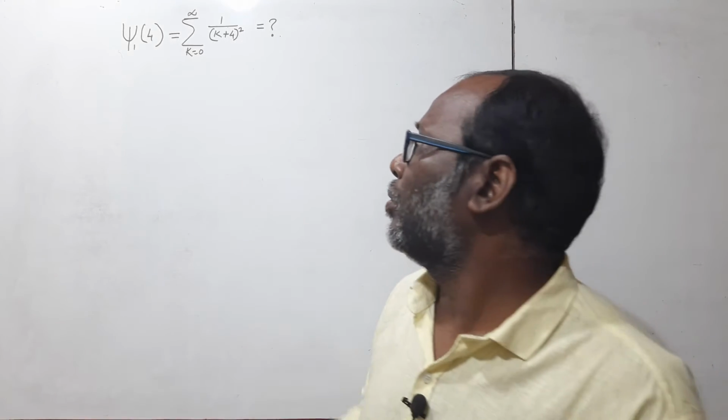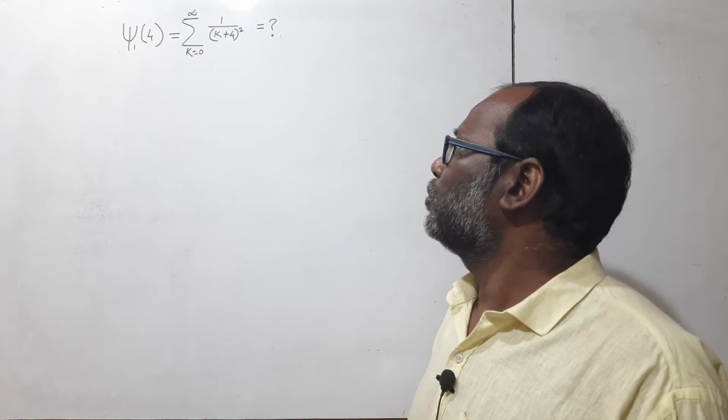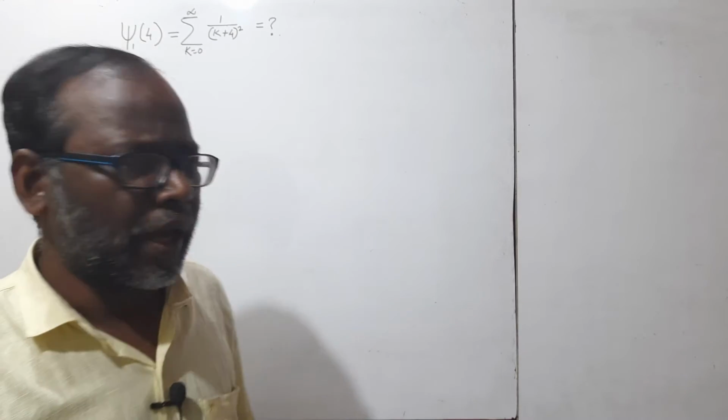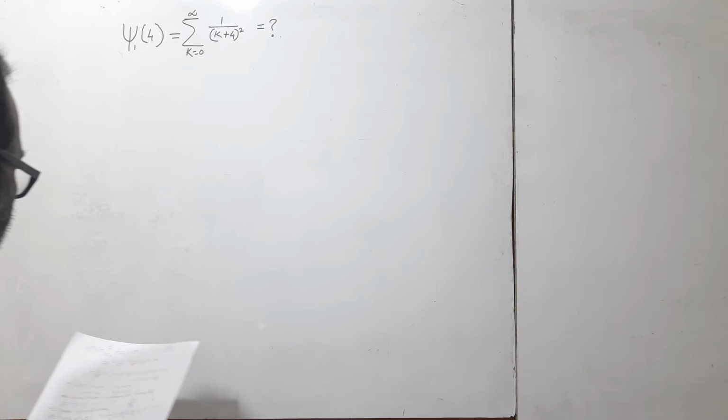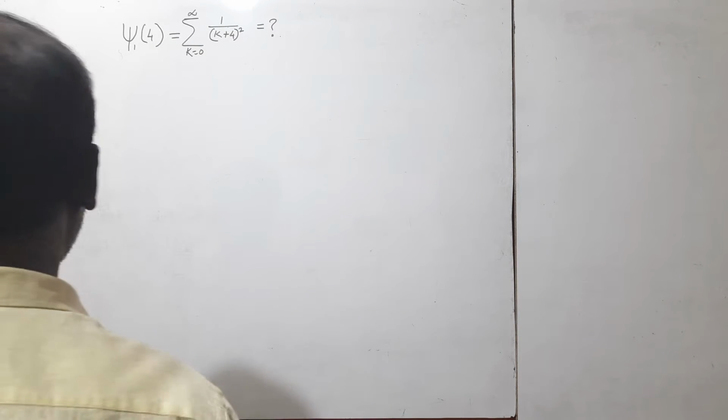See, here is the problem: the summation from k equals 0 to infinity of 1 over (k plus 4) whole square. And now I want to find this value. I'm using a triangular waveform for a function. After that I am using the Fourier series. Then we got this function, and I got these values of this expansion.